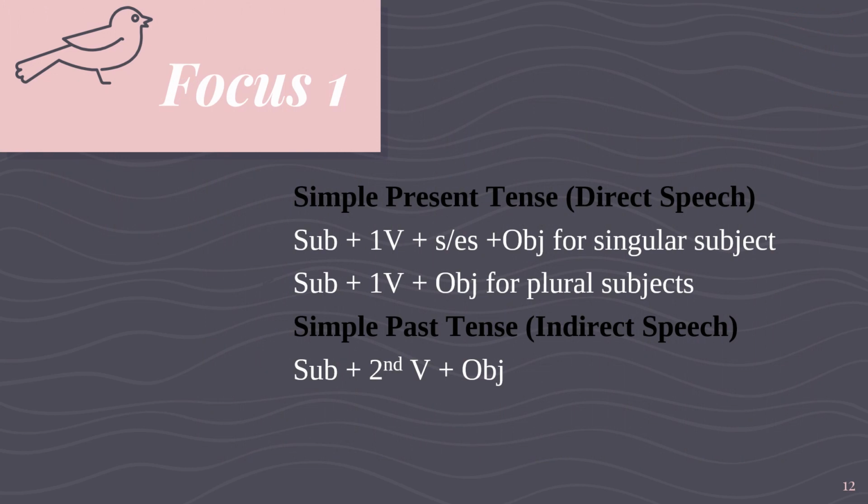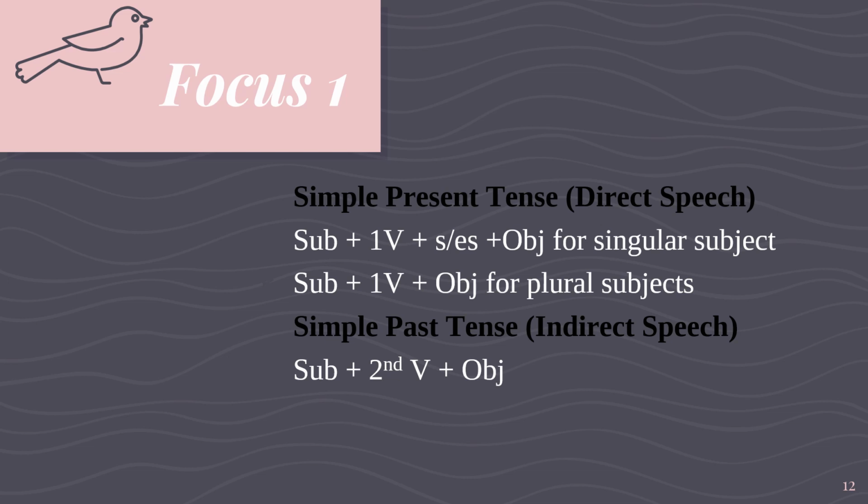Now focus. We are focusing on three different tenses here. The first tense we are focusing on is simple present tense. You all know the formula: subject plus first form of verb plus s or es plus object for singular subject. For example, he writes a letter. For plural, subject plus first form of the verb plus object. For example, they like to play.